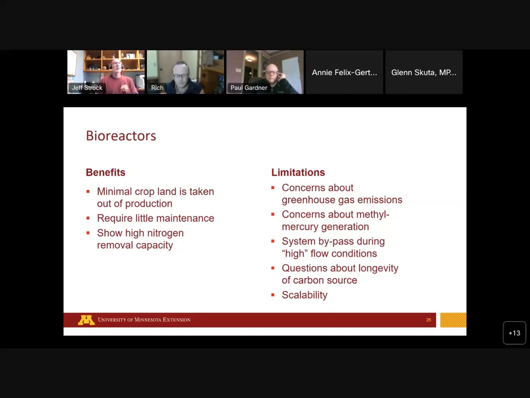One of the other limitations that has been pointed out to me, which is also a real limitation, is that from an ecosystem service standpoint, we really only have one identifiable ecosystem service from this practice, and that is the water quality benefit.